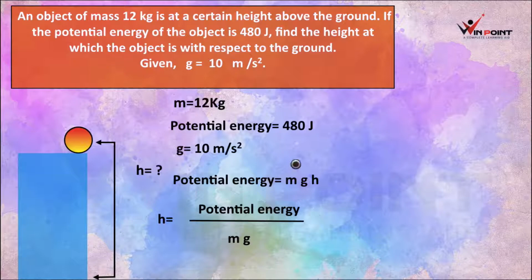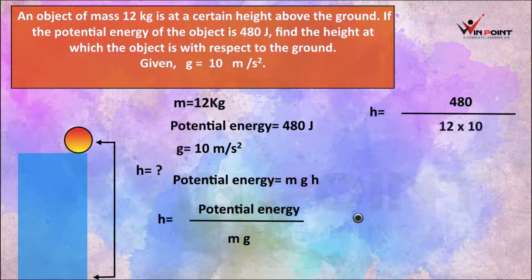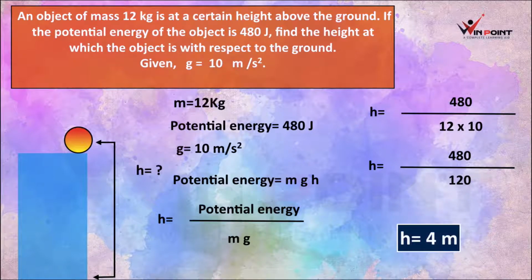That's the last stage. Potential energy 480, so h equal to 480 upon, what is the mass? 12 kg. 12 into, what is the value of g? 10. 12 into 10. h equal to 480 upon 12 into 10, which is 120. And 480 by 120, we can cancel this 0. 48 by 12 equal to 4 meter. The height of that object from the ground is 4 meter.